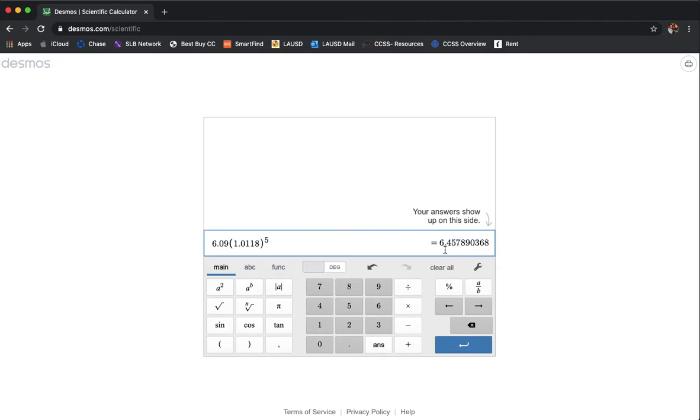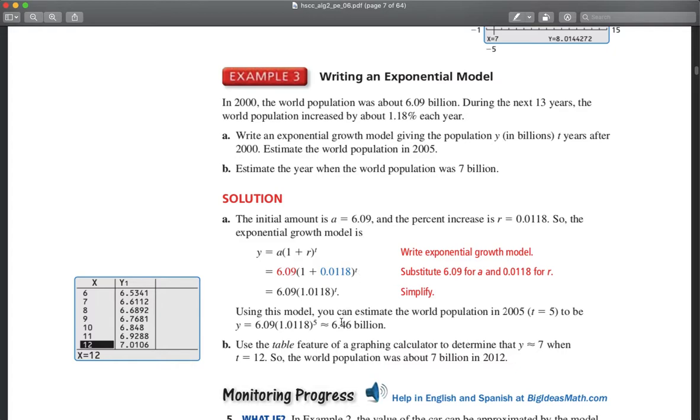So it rounds up to 6.46. So we go back to our problems, exactly what we see in terms of estimation, right? So we estimated. Now part B says estimate the year when the population was 7 billion. So this time it's asking you to solve for t.